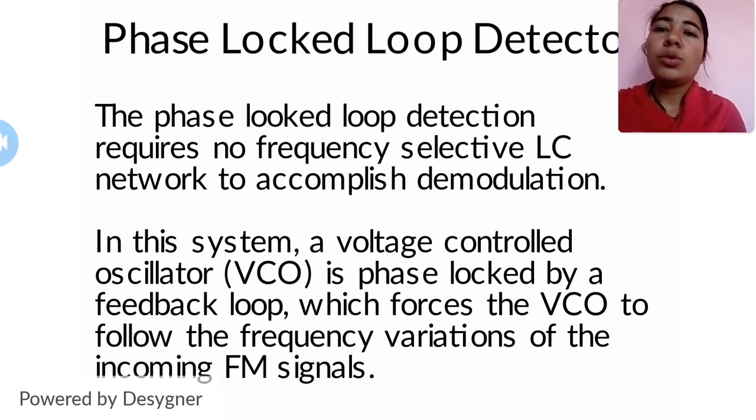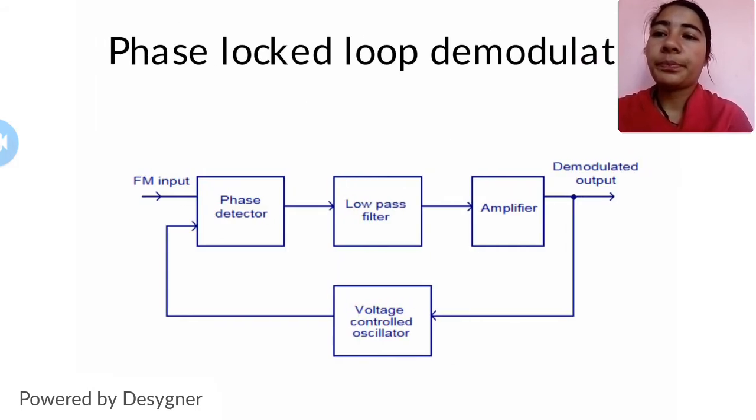Next is the phase locked loop detector. The phase locked loop detector requires no frequency selective LC network to accomplish demodulation. In this system, a voltage controlled oscillator, VCO, is phase locked by the feedback loop, which forces the VCO to follow the frequency variation of the incoming FM signal.